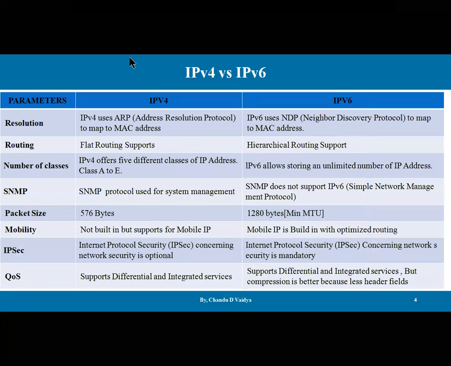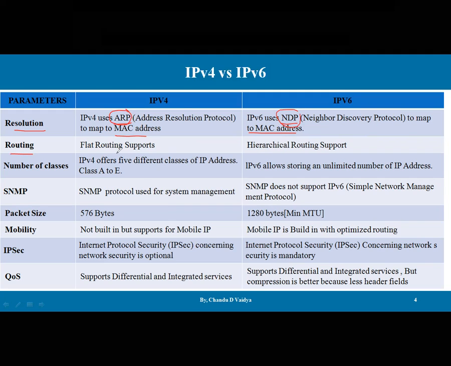Let's take other differences. Then resolution. In IP version 4, ARP, the Address Resolution Protocol, is used to map to the MAC address. Whereas in IP version 6, NDP, that is Neighbor Discovery Protocol, is used to map the MAC address. Because with ARP and RARP, one node doesn't know the MAC address of a particular local computer, and another doesn't know the IP address. That mapping or resolution can be solved with ARP and RARP, but in IP version 6 there is a new protocol, NDP, that is Neighbor Discovery Protocol.